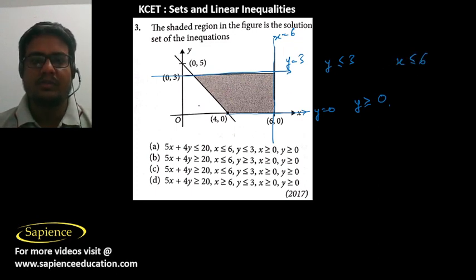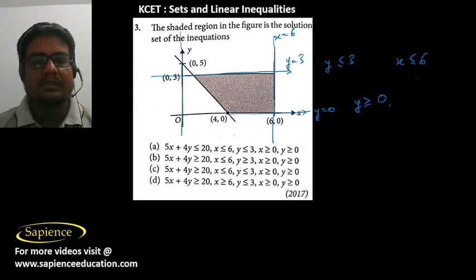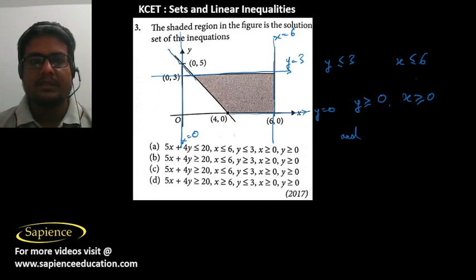since 0 comma 0 should satisfy, the origin should be satisfied. And then we have to find this line, and x should be greater than 0 also, obviously, since the y-axis is x equal to 0, so x should be greater than 0 also. And this straight line, its x-intercept is 4 and y-intercept is 5, so this is x by 4 plus y by 5 equal to 1.